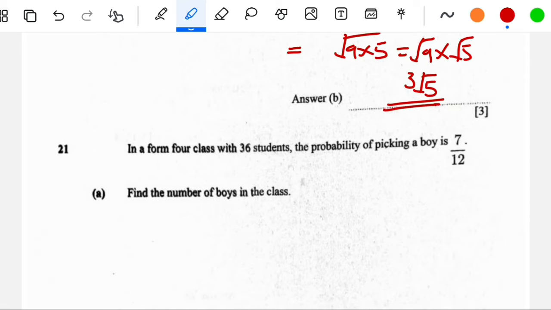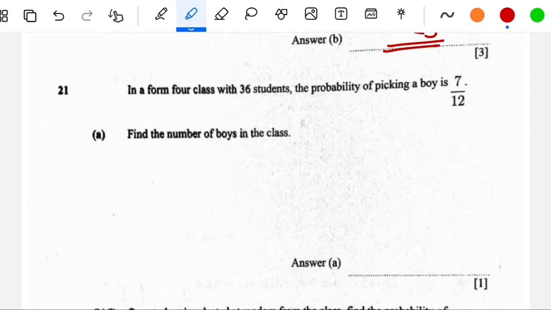Then moving on to number 21. In a Form 4 class with 36 students, the probability of picking a boy is 7 over 12. Find the number of boys in the class. Okay, so the number of boys in the class equals 7 over 12 times the total, which is 36. And we are going to get what? 12 into 12 is 1, 12 into 36 is 3. So our answer is going to be 3 times 7, which is 21.